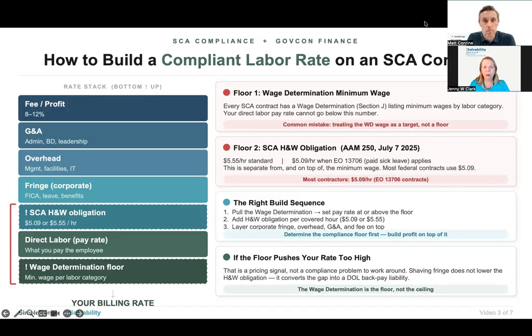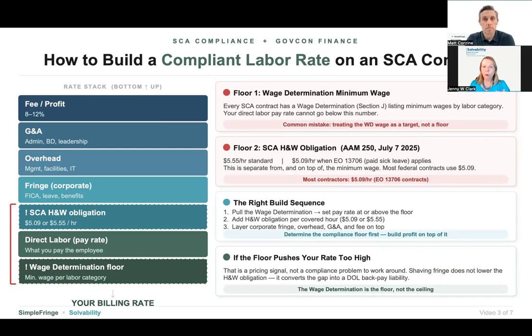So when we're looking at this chart, I like the way that on the left-hand side, you're showing that we're starting from a floor down at the bottom and going up to the elements. The first one being the direct labor pay rate, then the health and welfare or cash in lieu obligation for the Service Contract Act. Then we're going to add some fringe, some overhead, some G&A, some fee and profit. And I'll explain those as we go along.